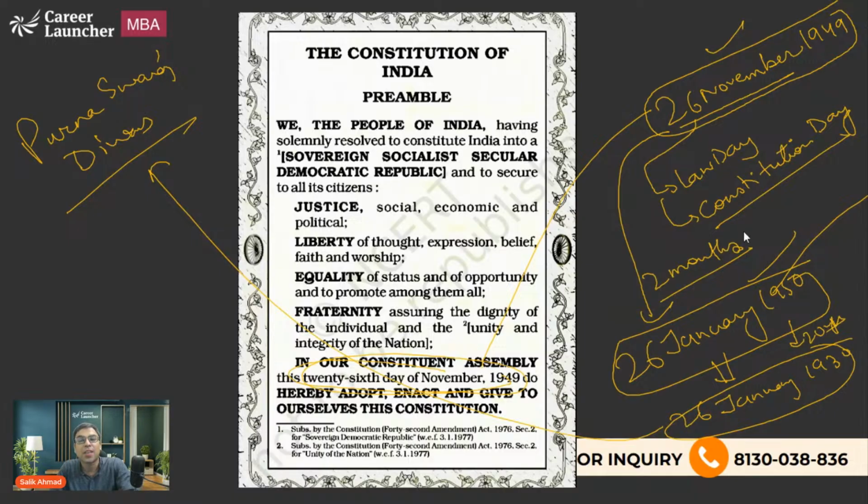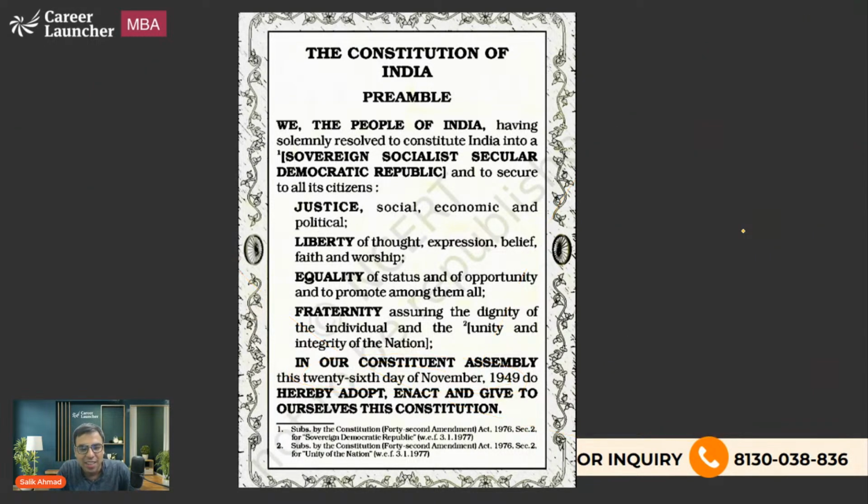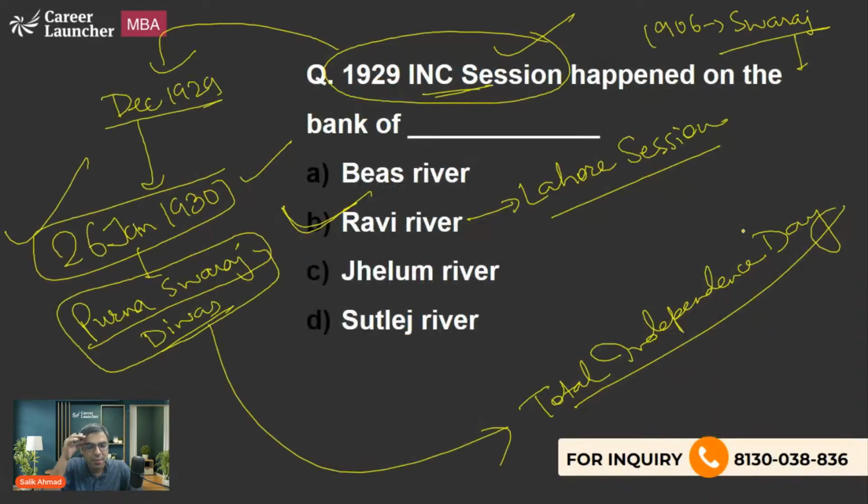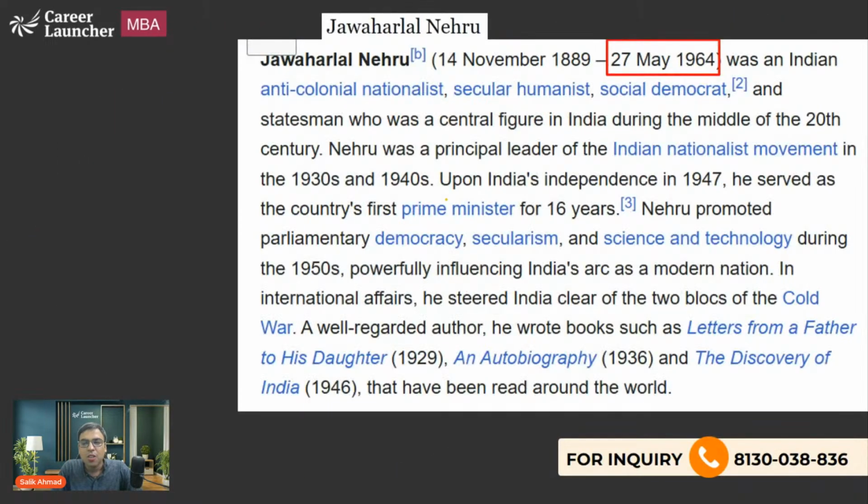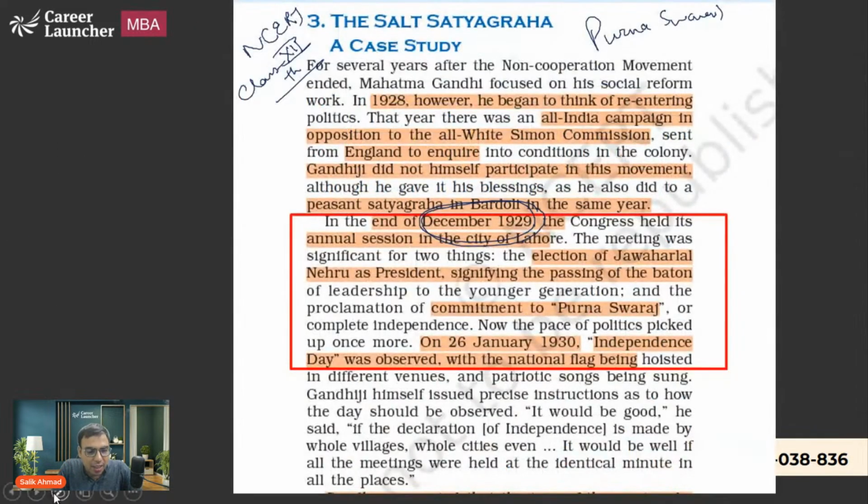If somebody asks in future why 26 January was chosen as the date and the reason behind Republic Day, you will get this reason about the Poorna Swaraj resolution. Okay, that is what you should be knowing about. So look, this is written in the NCERT book. That is what we were talking about just before the Civil Disobedience Movement. So December 1929, the Lahore session happens. The Poorna Swaraj resolution of 26 January 1930.